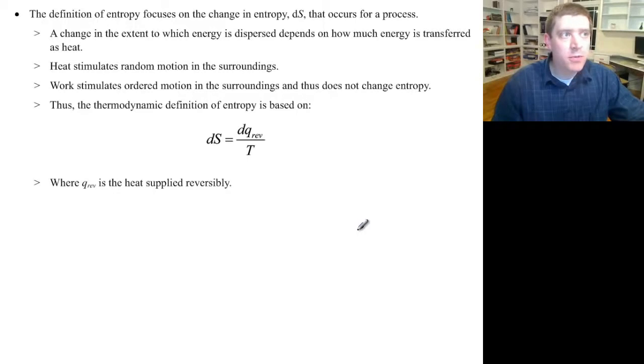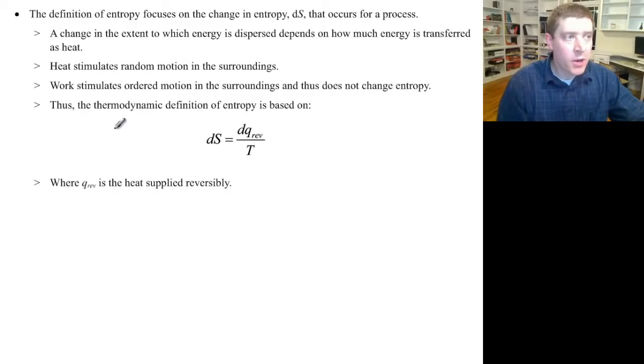So our definition of entropy focuses on the change in entropy, dS, that occurs for some process. A change in the extent to which heat is dispersed depends on how much energy is transferred as heat. Remember that heat stimulates random motion in the surroundings. If we transfer heat from the system to the surroundings, there will be an increase in entropy of the surroundings. Remember that work stimulates ordered motion of the surroundings, and thus it's not increasing the entropy. It's not increasing the disorder of the surroundings. Only heat being transferred from the system to the surroundings will increase the disorder of the surroundings.